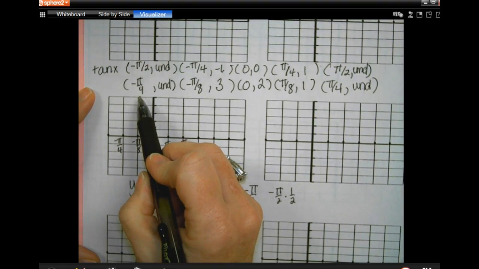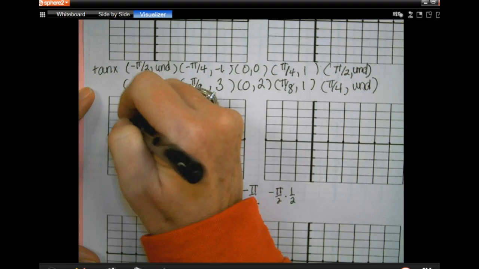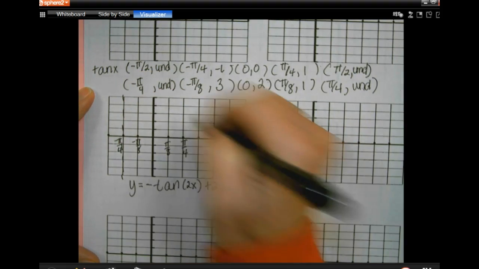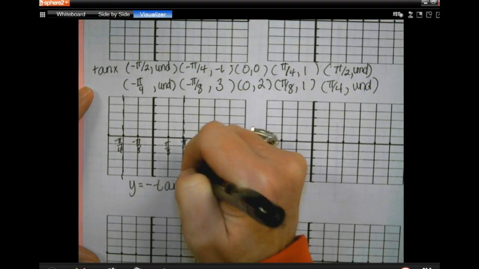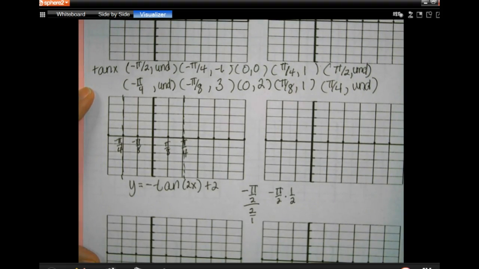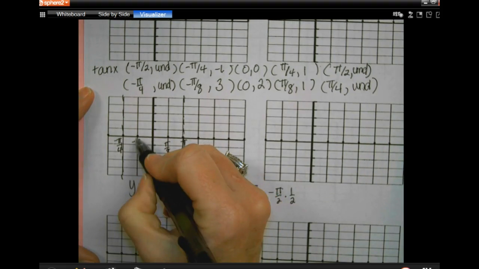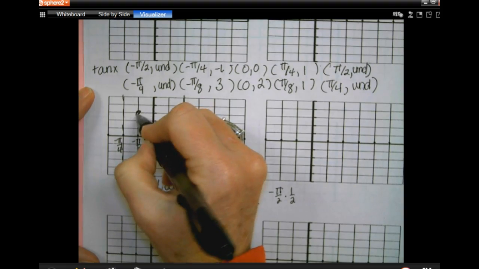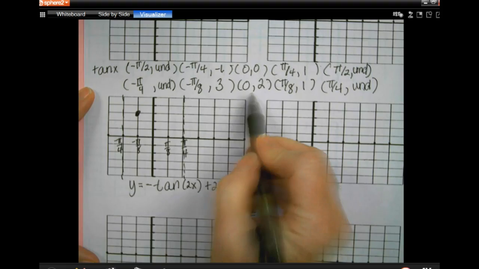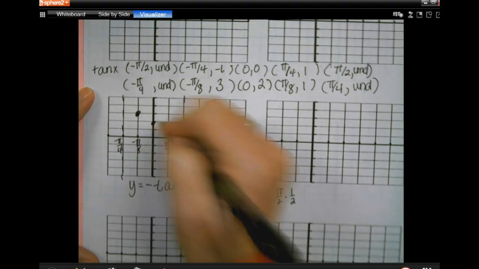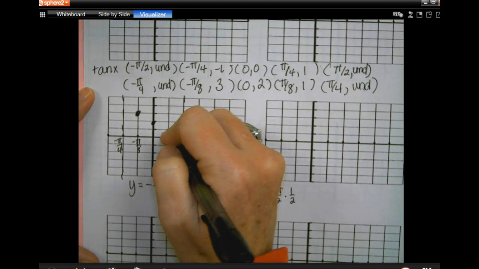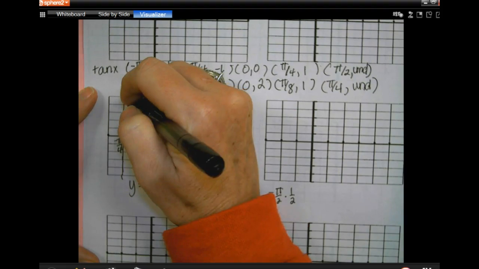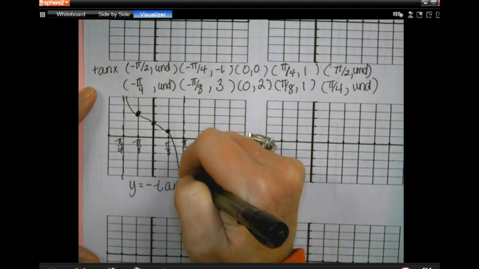So at negative pi over 4, I'm getting an asymptote. At a positive pi over 4, I'm getting an asymptote. At negative pi over 8, I'm going to 3. 1, 2, 3. At 0, I'm going to 2. At pi over 8, I'm going to 1. And there's your tangent.